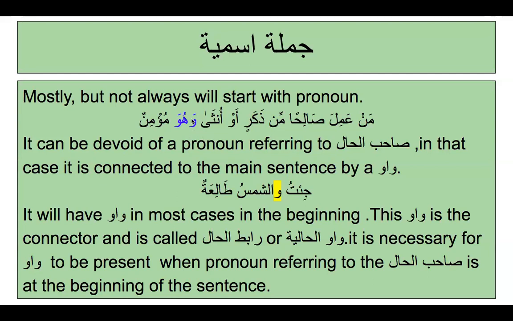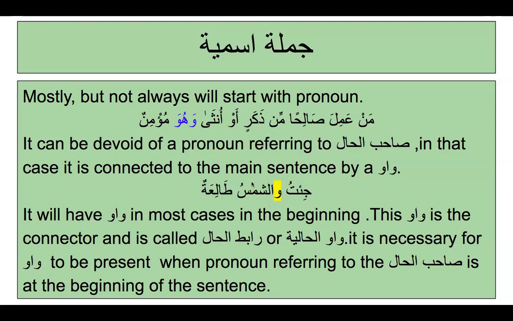But this is waw haliya, because the sentence after it is describing the condition of the person who is doing righteous deeds. Now sometimes what you will see is that you do not have a pronoun going back to the original sentence. For example, ji'tu, I came, wash-shamsu taliatun, while the sun was rising. What are we seeing here?